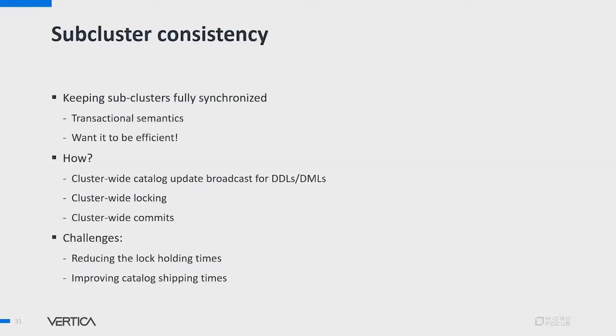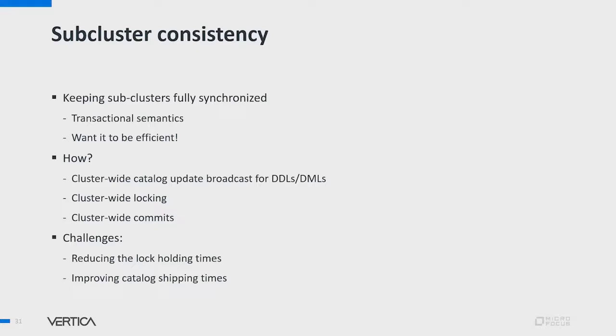As I mentioned, when the subcluster enters the cluster, it remains consistent. So we employ similar techniques to keep it consistent. First of all, when certain transactions introduce updates to the global state, those updates are shipped to all the other nodes in the cluster. So we employ cluster-wide locking to keep the state consistent. We employ distributed commits to make the transactional global state part of the real global state. And you can see the challenges here, the two main challenges, I would say. The first challenge is reducing the lock holding times because those locks are exclusive. As I mentioned, they block catalog updates. So they present critical sections, and we always want to make those critical sections short. At the same time, we want to improve catalog shipping times because we cannot make anything consistent until every node has received the new data.